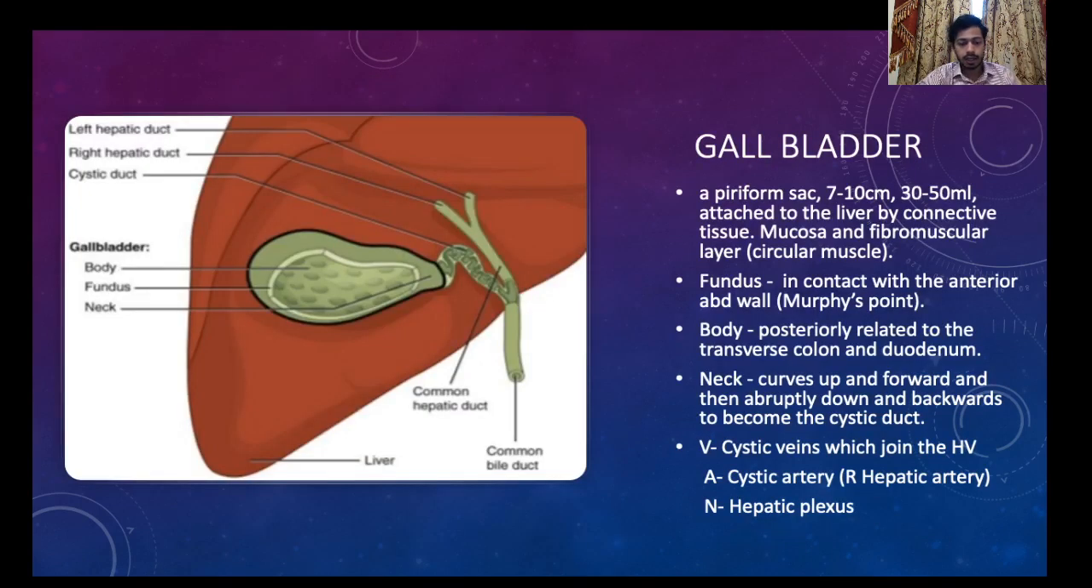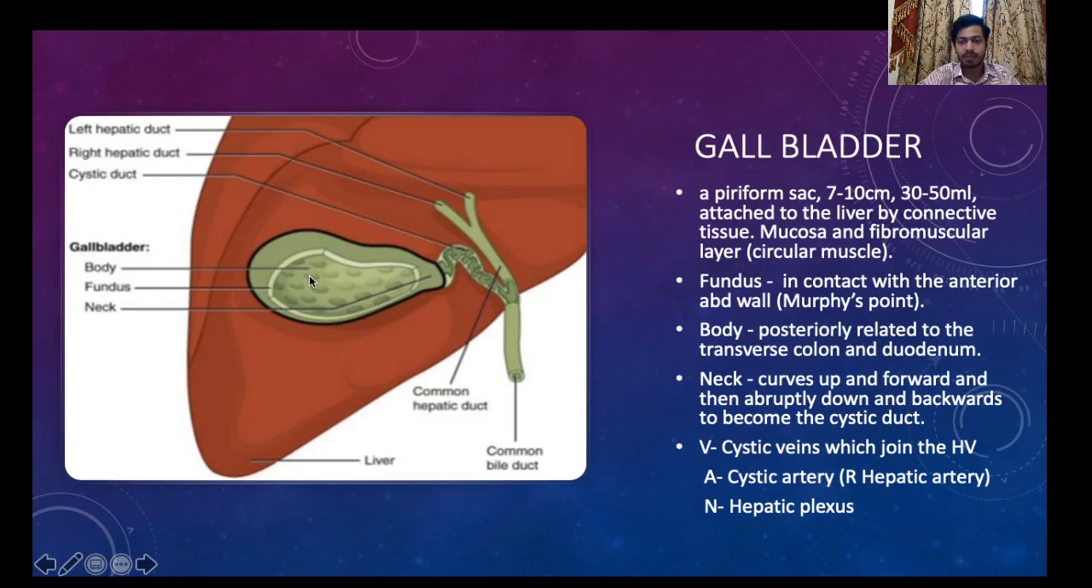So the next part is the gallbladder. The gallbladder is a piriform sac. It's roughly about 7 to 10 centimeters long, and it can contain roughly about 30 to 50 mL of juice.